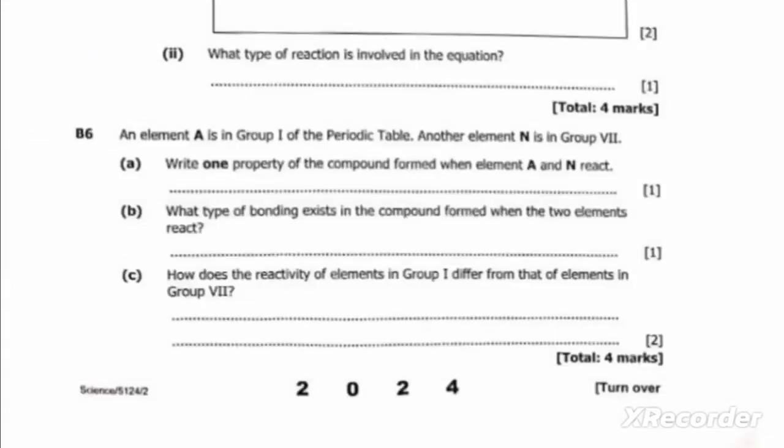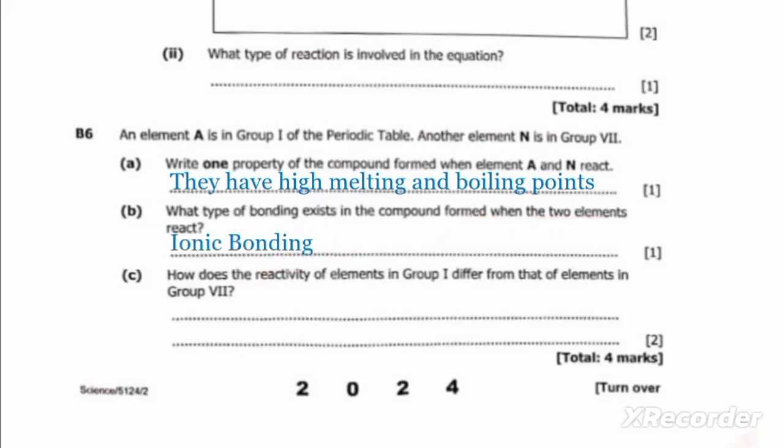Okay, so these are some of the physical properties, and we have been asked to give one property of the compound. The compound we are talking about here is an ionic compound. They have high melting and boiling points. We move to the next question, which is question B. What type of bonding exists in the compound formed when the two elements react? Ionic bonding. So the type of bonding is ionic bonding.